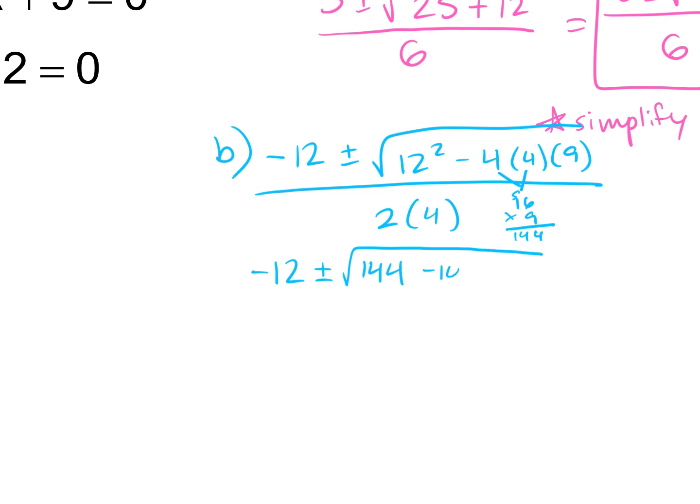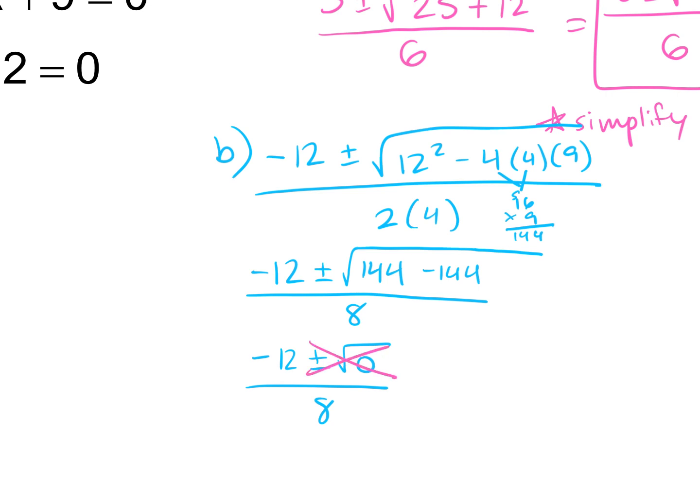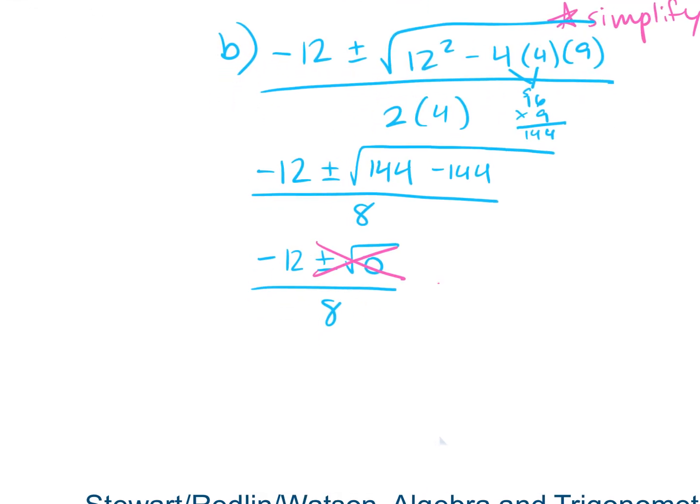144 over 2 times 4, 8. So negative 12 plus or minus the square root of 0 over 8. What's the square root of 0? 0. So lucky for us, this whole thing goes away because it's just 0. Plus or minus 0 is just 0. So we're left with negative 12 over 8.